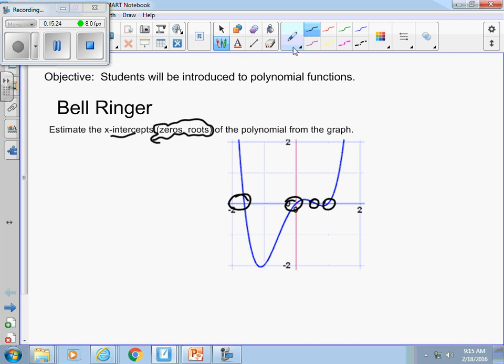So it says estimate the x-intercepts from the graph. We do have to estimate. What do we have? What are the estimates? Okay, 1. I think 1 is a good one. 0 is a good one. 0.5 or 0.6, okay. And negative 1.6 or negative 1.5.